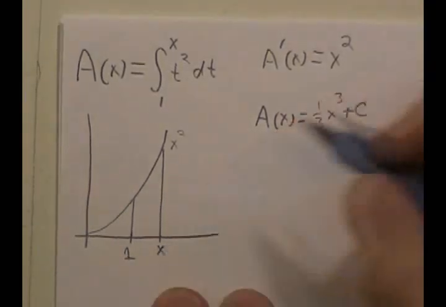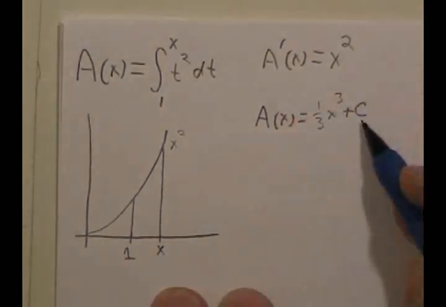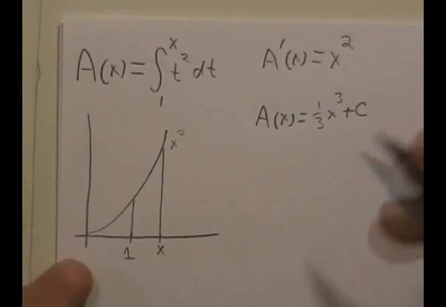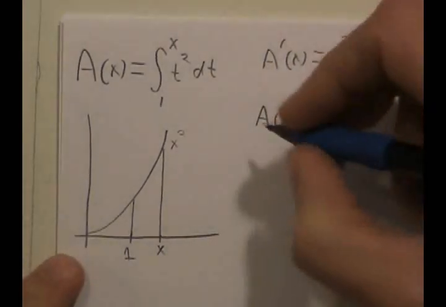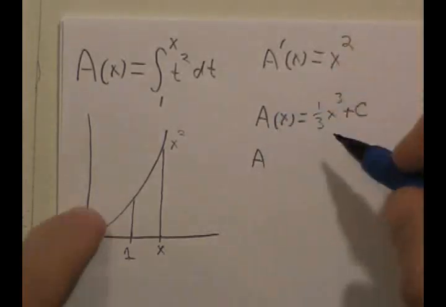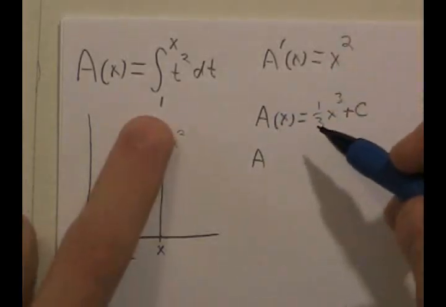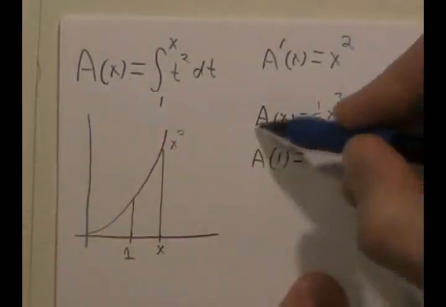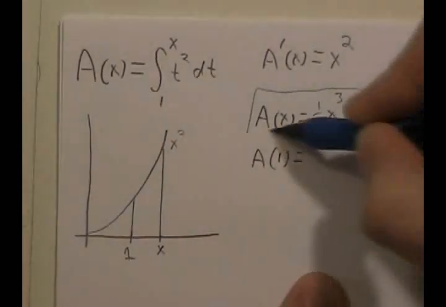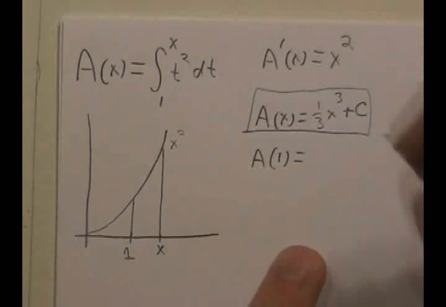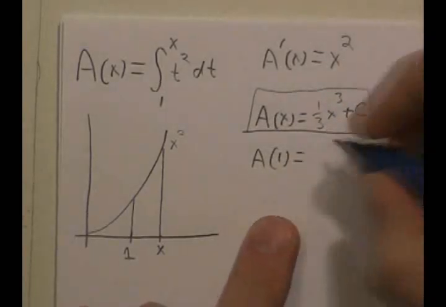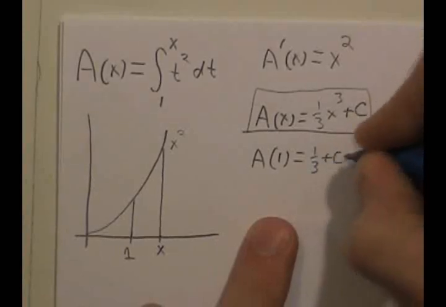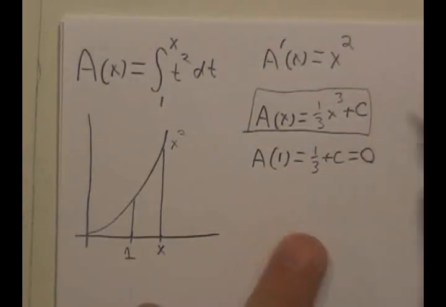Now you might ask, well, what's that plus a constant doing there? How does that help us figure out what the areas are? Well, by the way we defined it, we want A of 1, in this case 1, to be 0. So when we know that A of x is 1/3 x cubed plus c, and we also know that A of 1 must be 0, we plug 1 in and we get 1/3 times 1 cubed is 1/3, plus c must be 0.